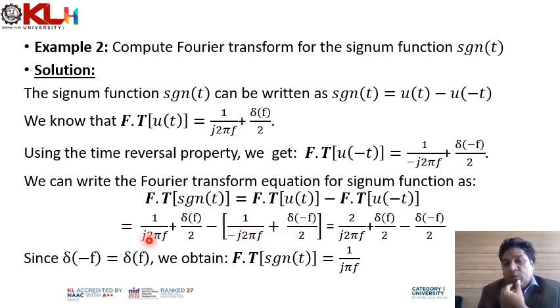Now the first two terms are going to add. You will get 2 by j2 pi f plus delta f by 2 minus delta of minus f by 2. Now delta f is equal to delta of minus f because delta f is an even function. So these two will cancel each other, and the Fourier transform of the signum function will be simply 1 by j2 pi f.